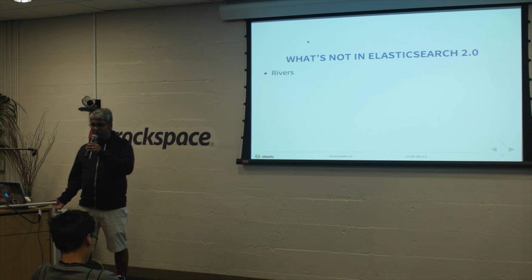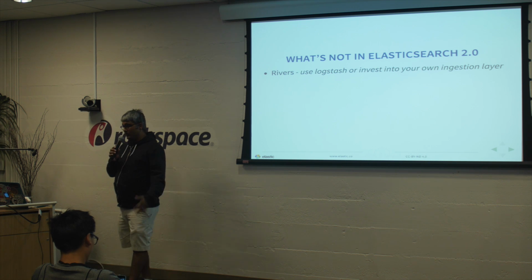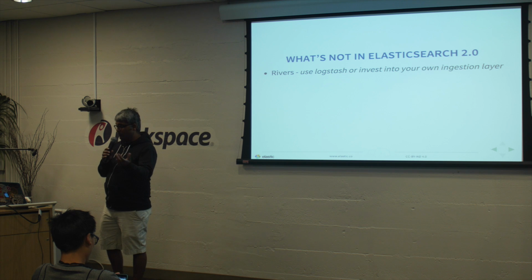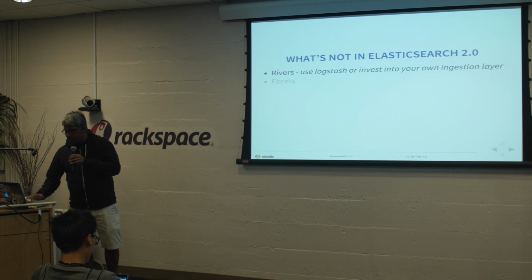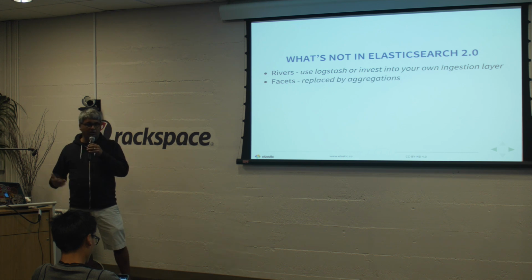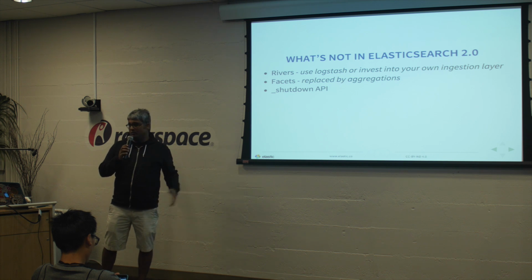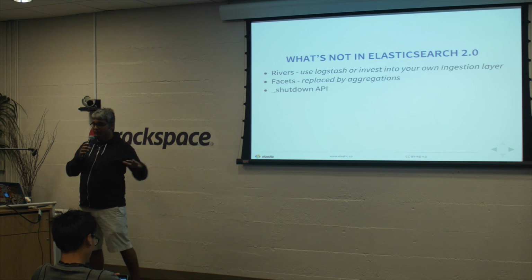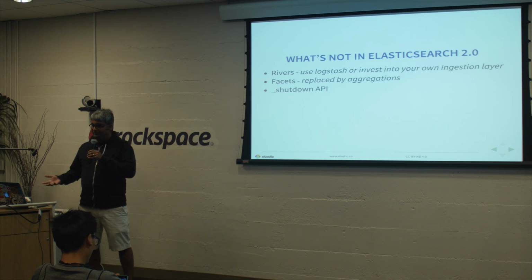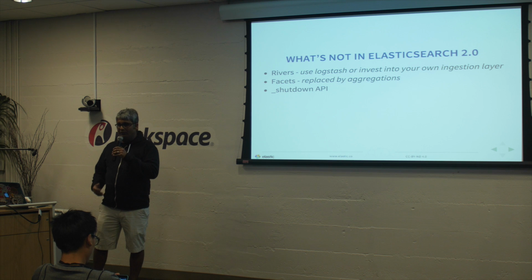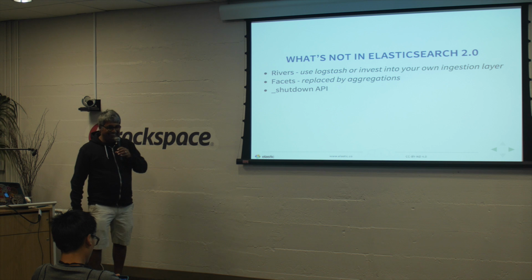Rivers are gone. Rivers were deprecated a while ago. What we ask for now is use Logstash or write your own script or program to do the ingestion from third-party sources. Facets also gone, replaced by aggregations. The shutdown API is gone. There is no corresponding, or there never was a corresponding startup API, so it doesn't really make sense to have a shutdown API. Plus, it was kind of a bit of a risk. You have a cluster, you can shut down the entire cluster just by calling an API. So we took it away.